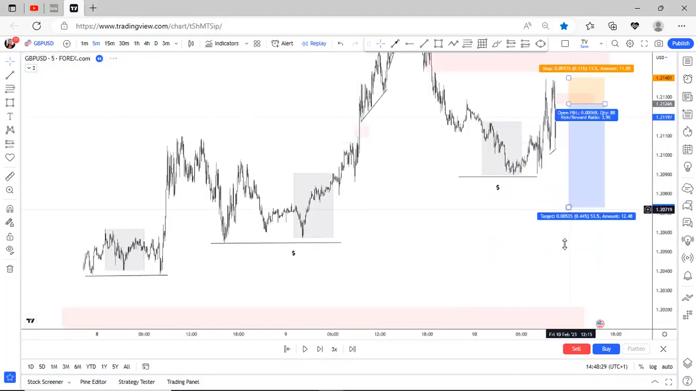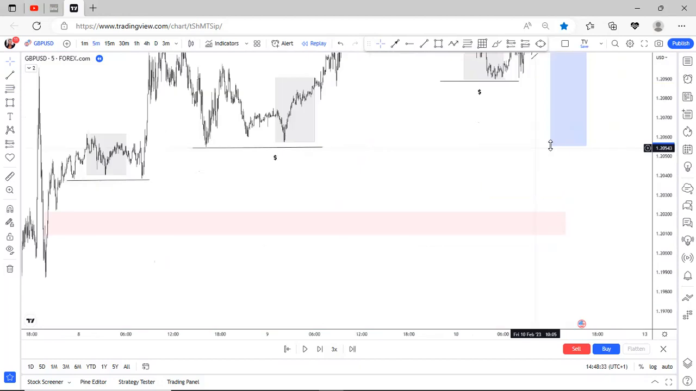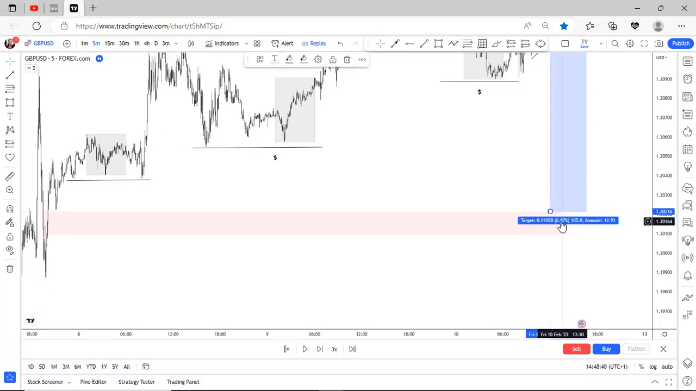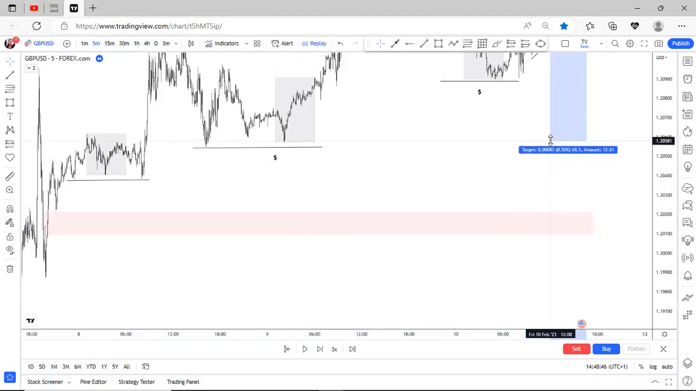So I was aiming for this Asian range low, because it was Friday and we always have manipulations on Friday, lots and lots of manipulations. So you want to be careful trading on a Friday. So overall, this was what I was aiming at. But to be honest, I think I got out of my trade on Friday at this level right here.